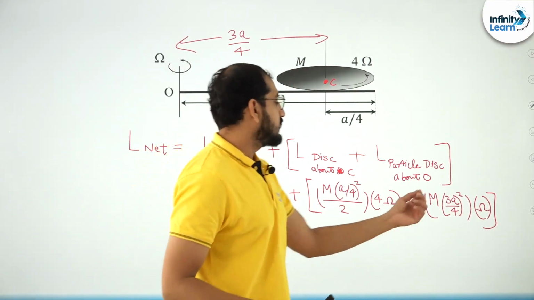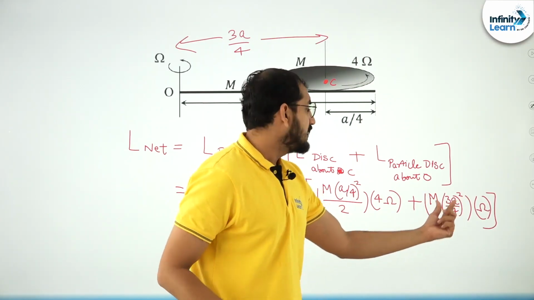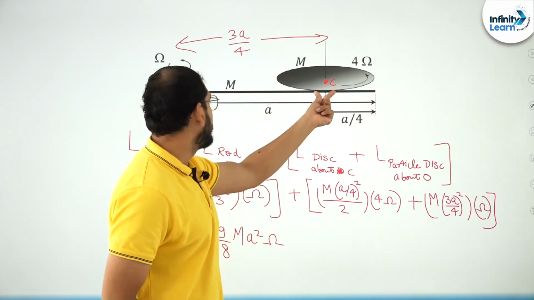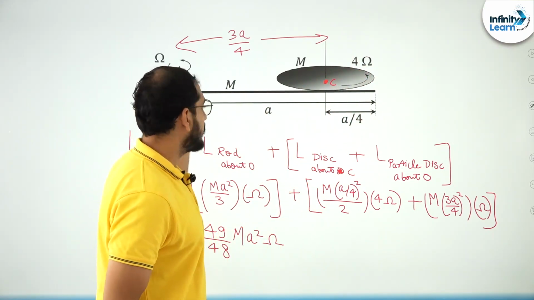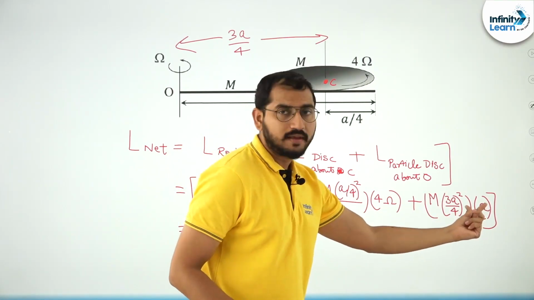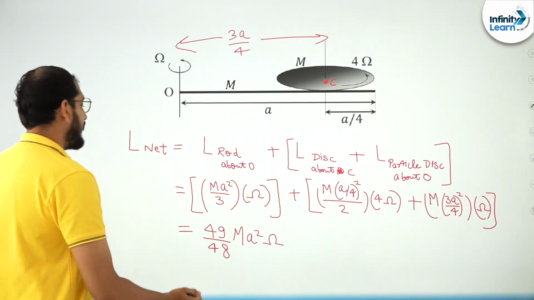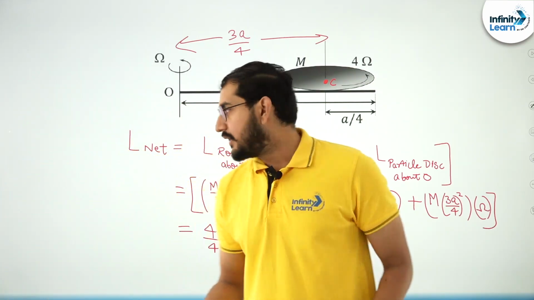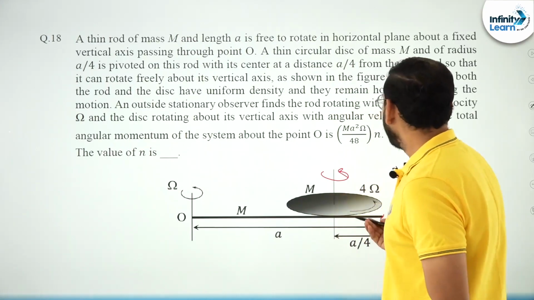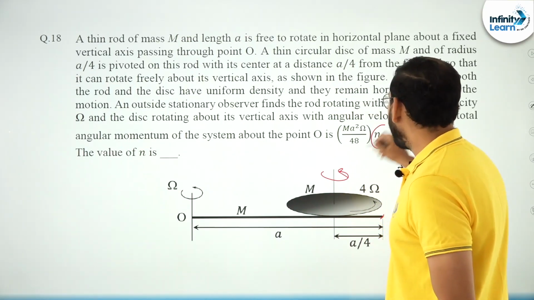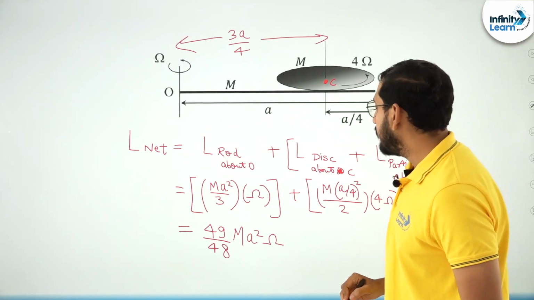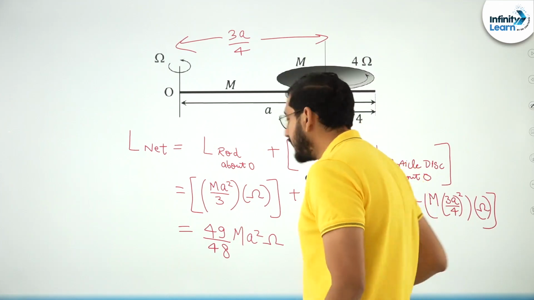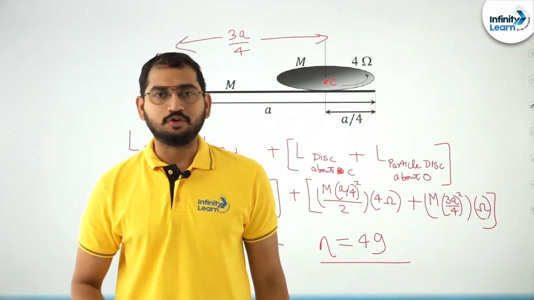All right. So for a single particle, I'm going to apply the mr square formula. The distance is 3a by 4 and its angular speed, since this is sitting on the rod and the rod is rotating with the same omega, so I'm taking this omega as it is, right? And after solving, I will get 49 by 48 ma square into omega. The question says that in the numerator I want to find the value of n, right? So in the numerator the value of n is coming out to be 49. So 49 will be my final answer to this question.